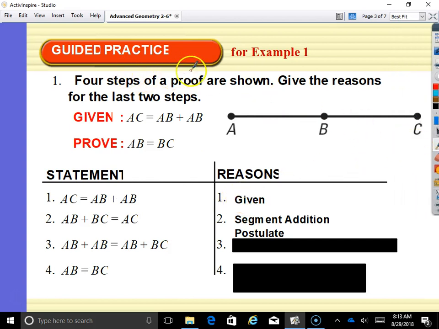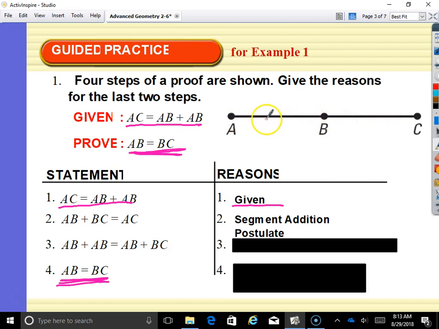All right, so 4 steps of a proof are shown. Give the reasons for the last 2 steps. All right, so this is our given. So we always start with our given, and the reason is that it's given. Our proof statement will always be the last thing, right? So let's see what's going on here. So they said that AC, the whole thing, is AB plus AB. They're saying that this plus this is the whole thing.